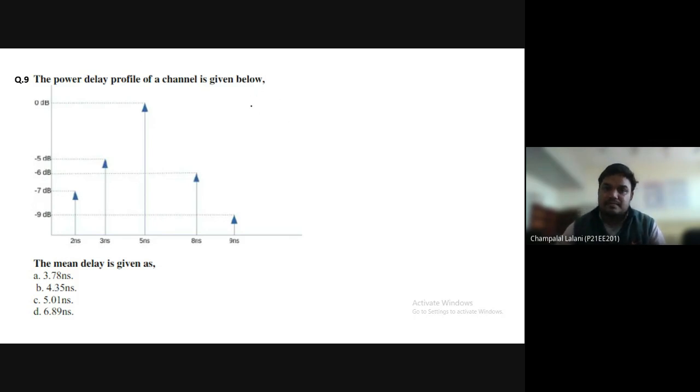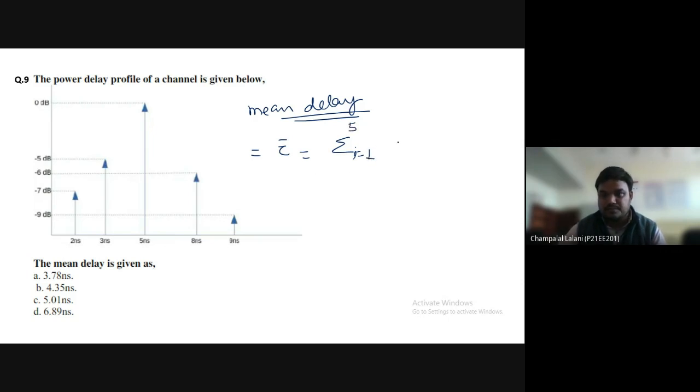The mean delay. So there are 5 signals: 1, 2, 3, 4, 5. So what will be the mean delay? So I am writing i equal to 1 to 5, tau i.